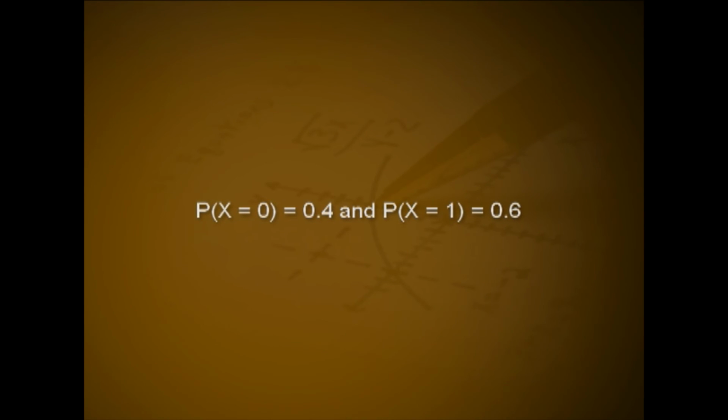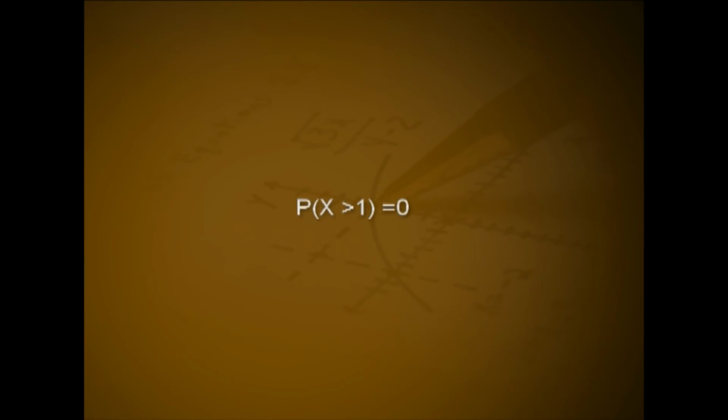Comparing the corresponding terms with the MXT derived, we get P(X = 0) = 0.4 and P(X = 1) = 0.6. The points 0 and 1 complete the total probability. Then P(X > 1) = 0.